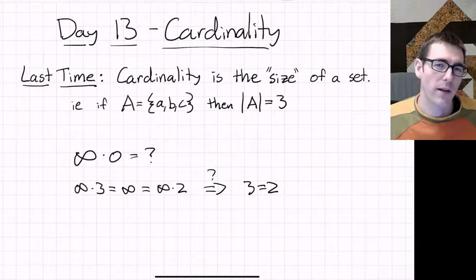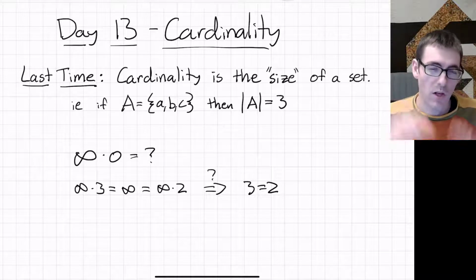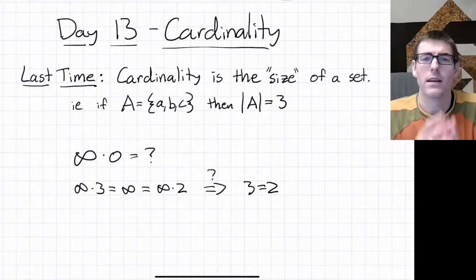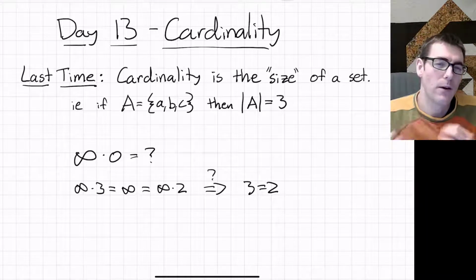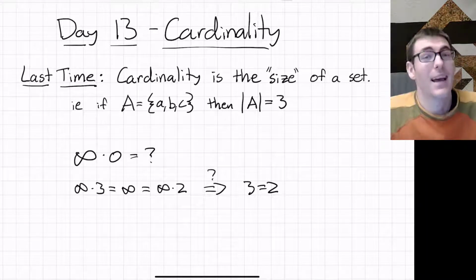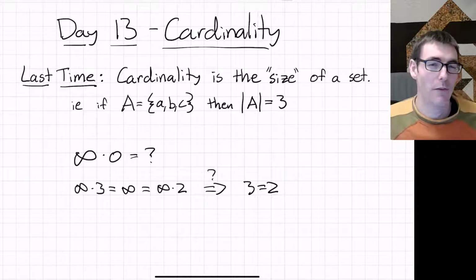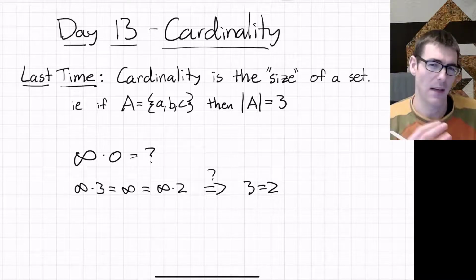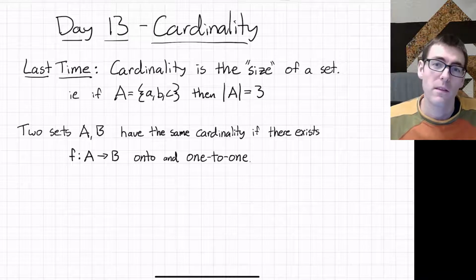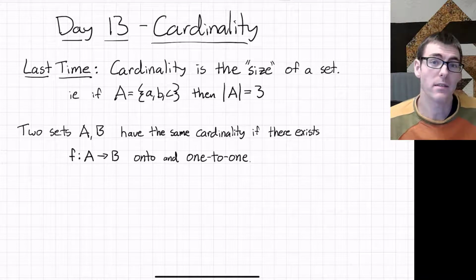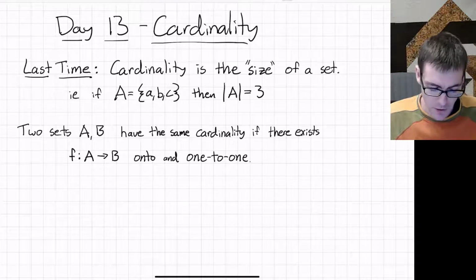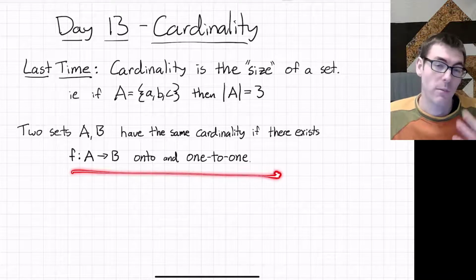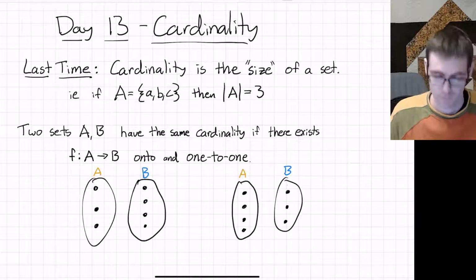And this is to avoid some technicalities for how exactly infinity functions. The point that I'm trying to make is that when we're talking about sets that are infinitely large, we have to be a little bit careful because our intuition about the size of something might be a little bit off if we try to use infinity as a number. On Monday, we also said that two sets have the same cardinality if there is some function between them that is onto and one-to-one.